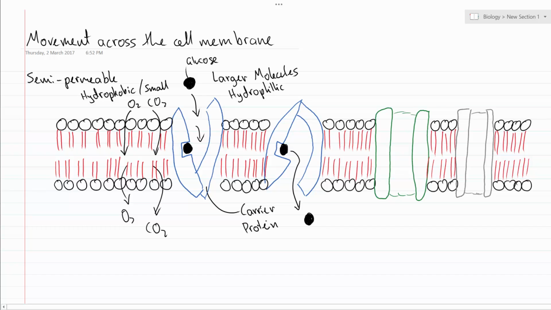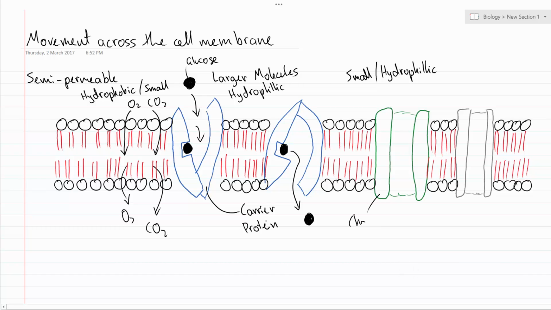Another type of molecule which needs to make its way across the cell membrane are, once again, small molecules. But if we have small molecules that are hydrophilic, even though they are small enough to technically pass through the phospholipid bilayer, due to the fact that they're hydrophilic, so water-loving, they can't enter that hydrophobic, water-hating environment of the tails. So what they're going to need is a channel protein or a transport protein.